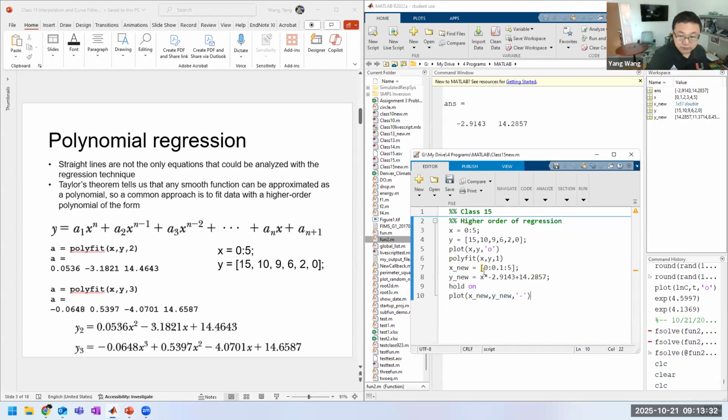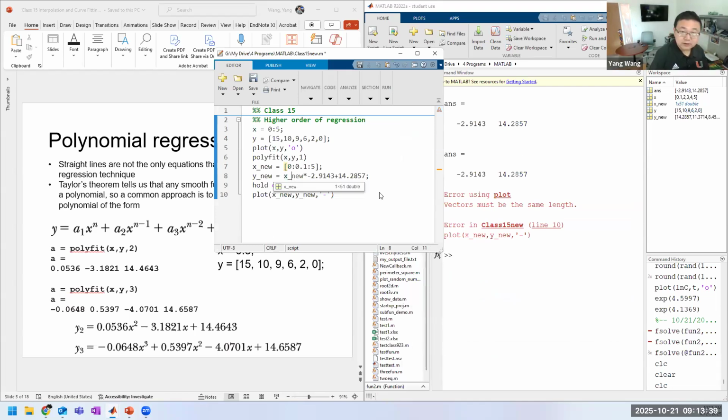Okay, this is not showing up. Let's see what the error is. The vectors must be of the same length, which means that here we need to use x new.